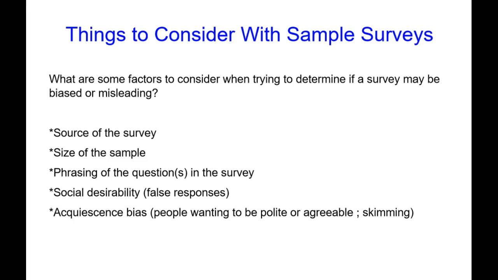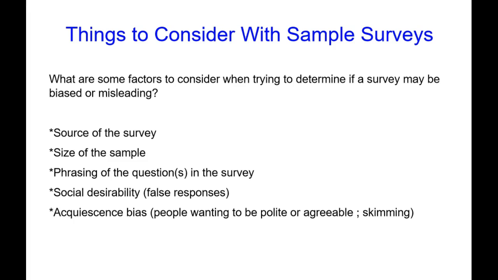The second thing you should look at is the size of the sample of the survey. If you have a survey that was conducted with a population of 20 people versus a survey that was conducted with 20,000, which one is probably going to be more reliable? The third thing you should look at is the phrasing of the questions in the survey. Is the question leading you to one answer versus another based on descriptive words used?